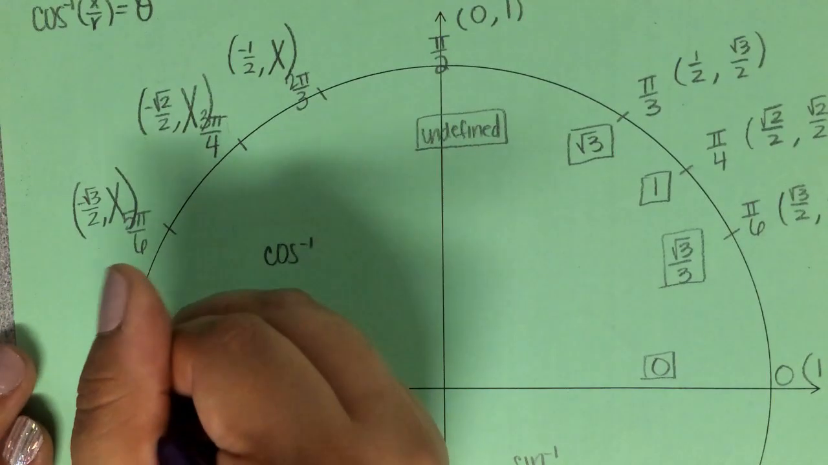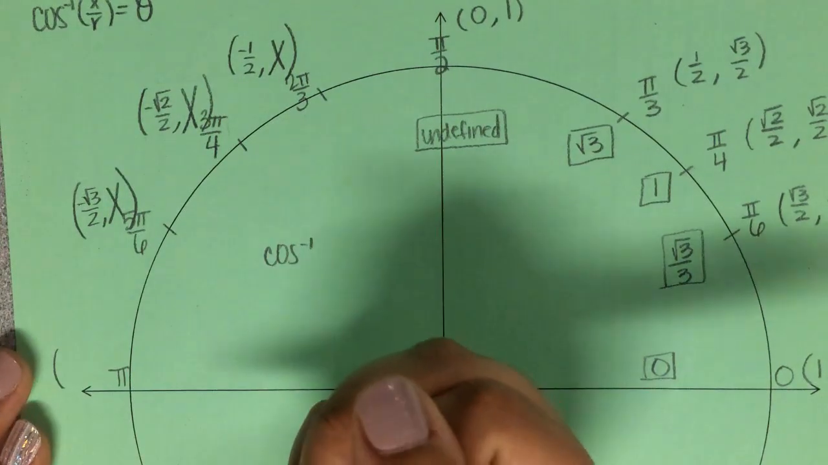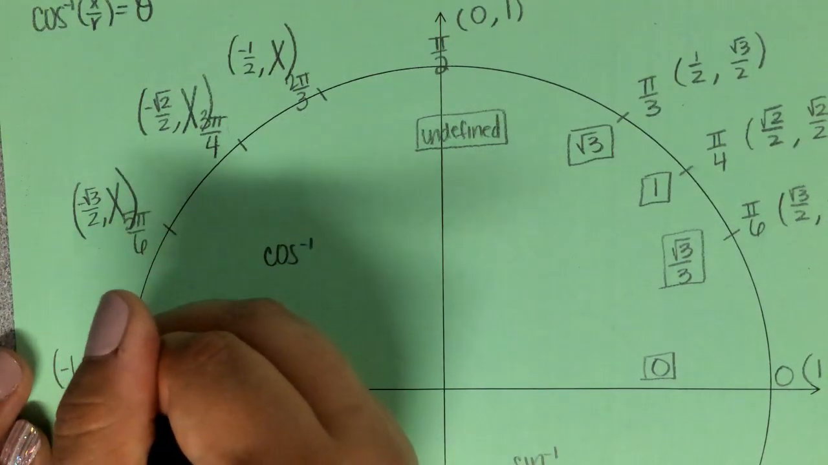Last but not least, we need pi. What is the cosine for pi? Negative 1.